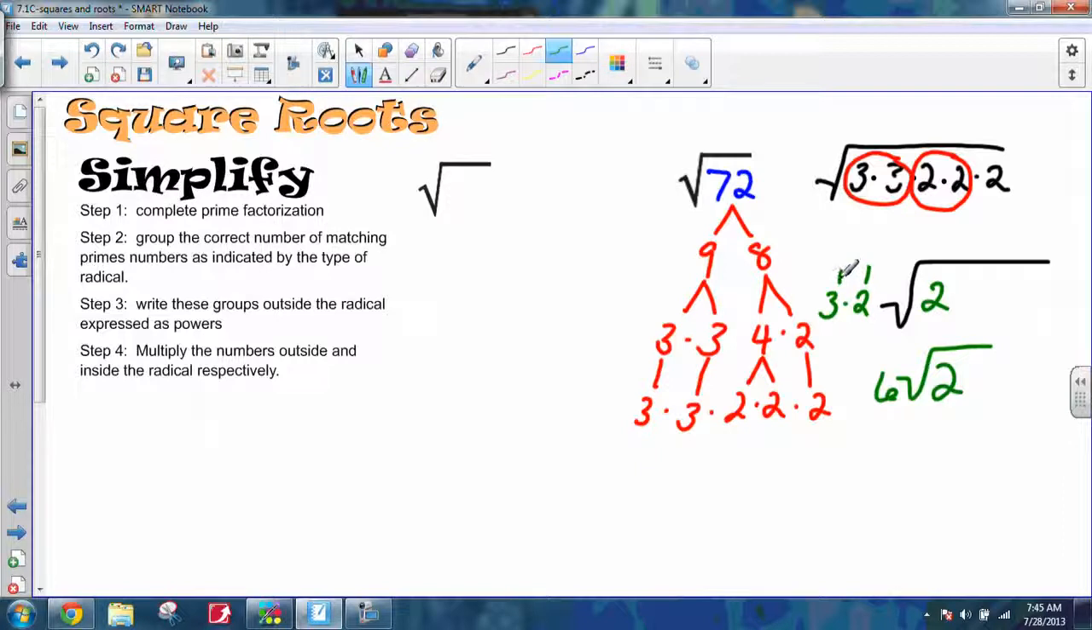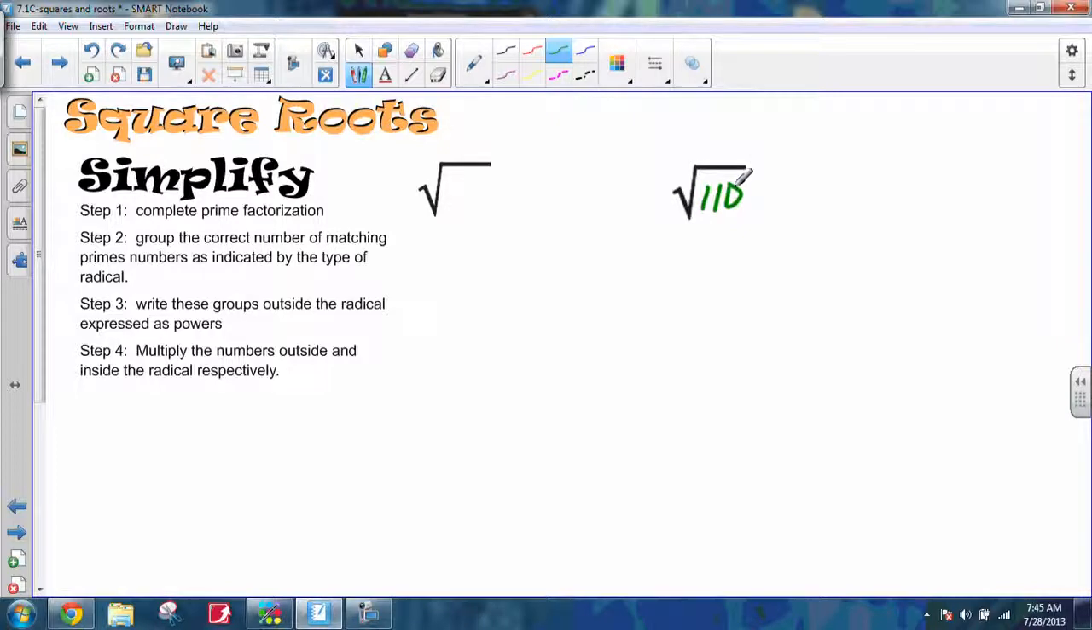So our simplified answer is 6 square root 2. Now note these exponents. 3 to the first is just 3, and 2 to the first is just 2. So 3 times 2 is 6. But if this was a different number, like say squared, then 3 squared would be 9, and it would be 9 times 2. So remember your exponent rules.